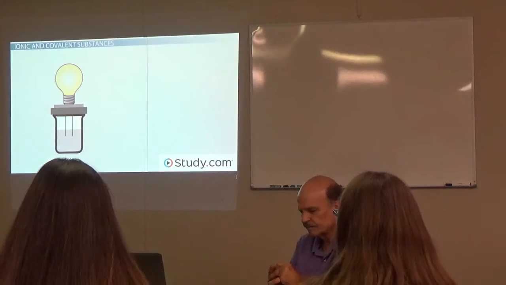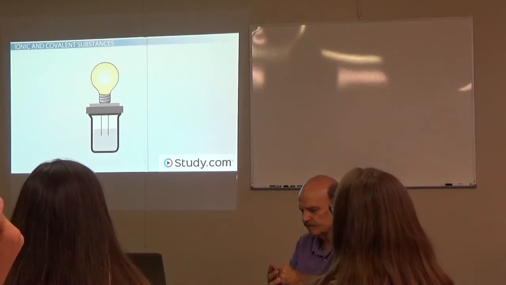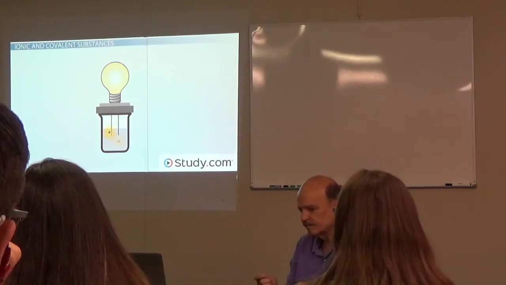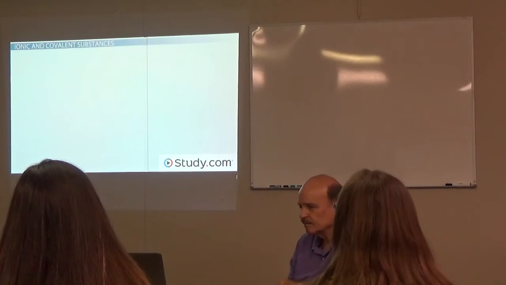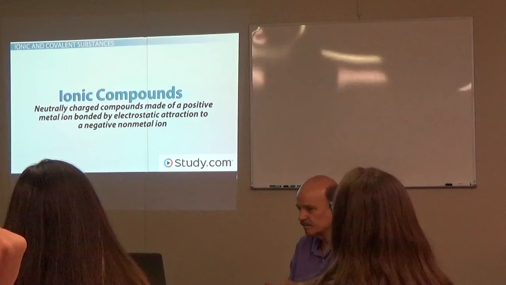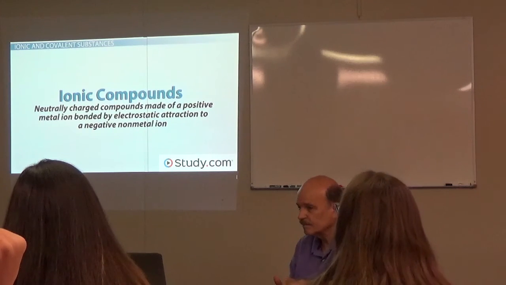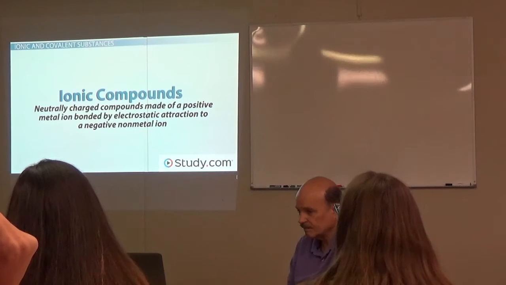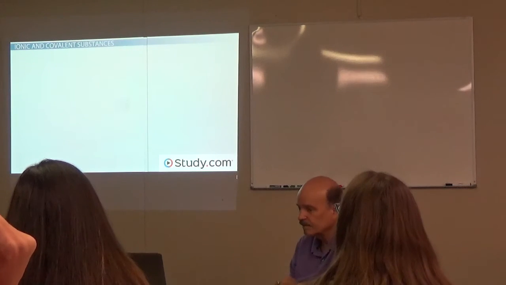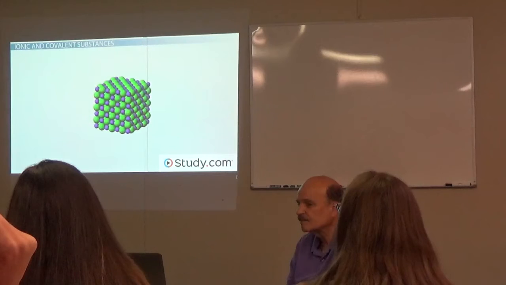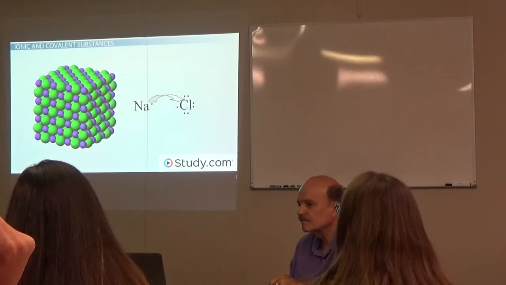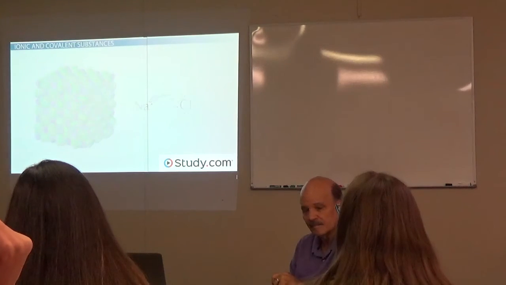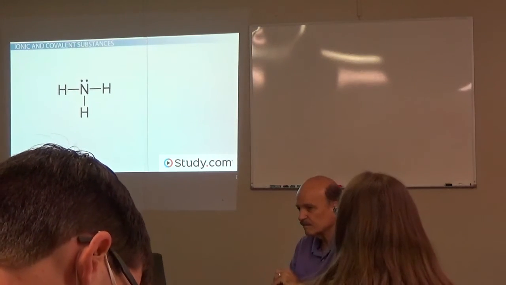As mentioned in the electrolyte segment, compounds that produce ions in solution are the best electrolytes. Compounds that contain ions are ionic compounds. Ionic compounds are neutrally charged compounds made of a positive metal ion bonded by electrostatic attraction to a negative nonmetal ion. Many ionic compounds can be dissolved in water. These ionic compounds are strong electrolytes. Other ionic compounds dissolve poorly in water. These ionic compounds are weak electrolytes.